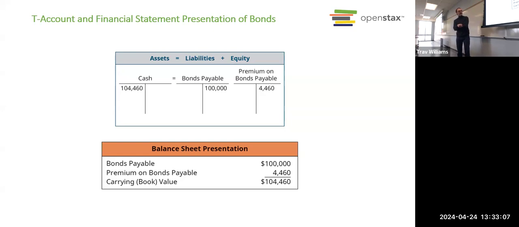The book value of the bond is the face value plus the premium. But as you amortize that premium, the book value will go down until it gets to the original face value. And at that point, you retire the bond. You pay the investors the $100,000 and the bond is done.